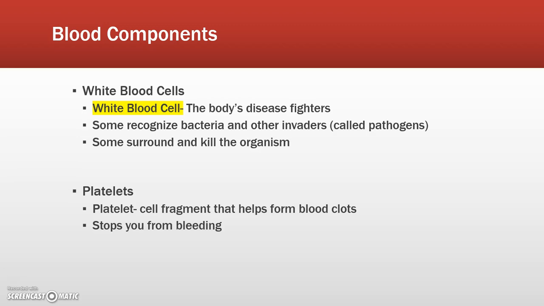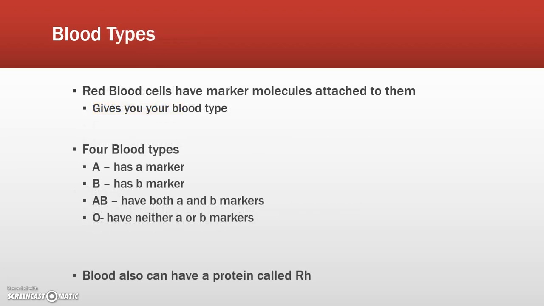The last component of blood is platelets. And platelets are basically cell fragments, they're dead cells, that help form blood clots. And they stop you from bleeding. So what happens is, when your vein or your blood vessel gets damaged, the platelets will clump up and they'll fill in the damaged spot, and they'll stop the red blood cells and the blood from leaking out of that damaged cell.